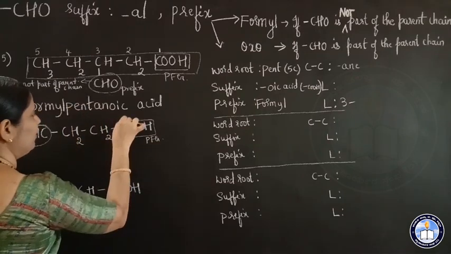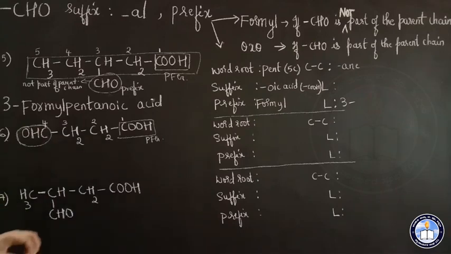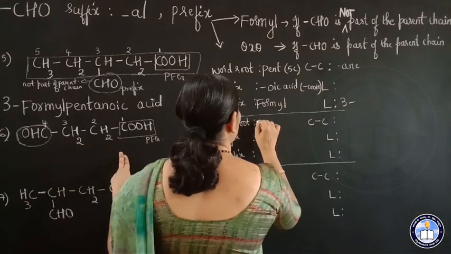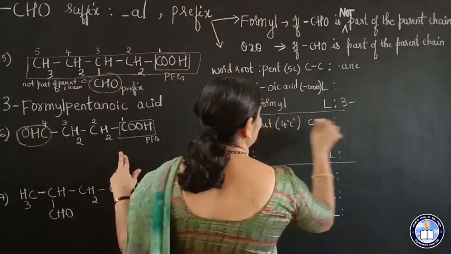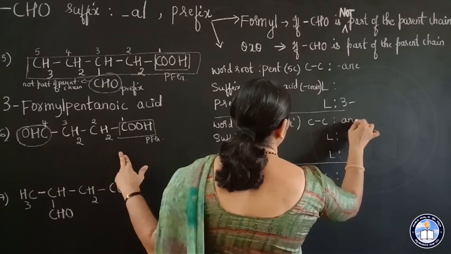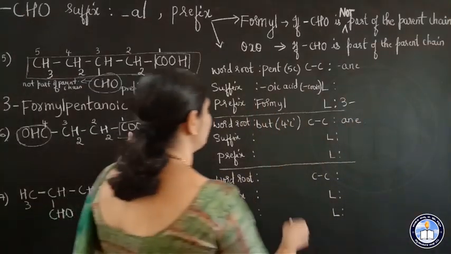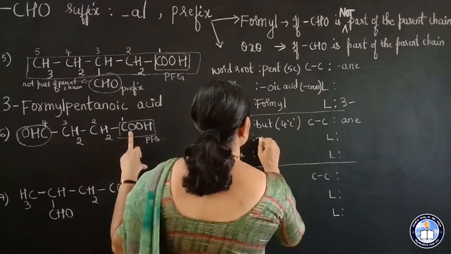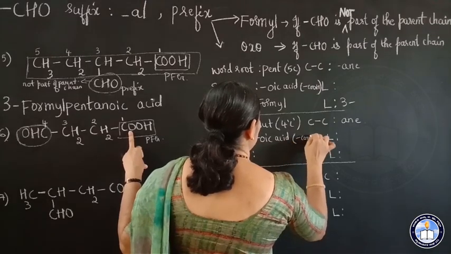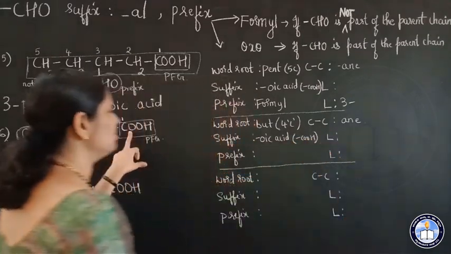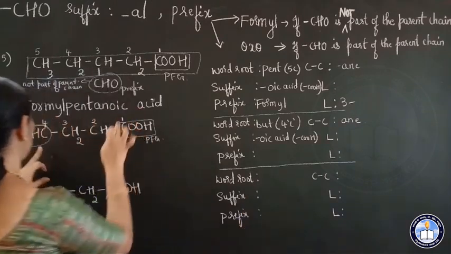So you start numbering from here, 1, 2, 3, 4. Alright? So word root, 4 carbon atoms, it is but. Carbon-carbon single bonds, so ANE. Now suffix, COOH group, suffix is what? Oic acid. COOH is the principal functional group. So suffix of COOH is oic acid. Locant, no need to write for this since it is 1.